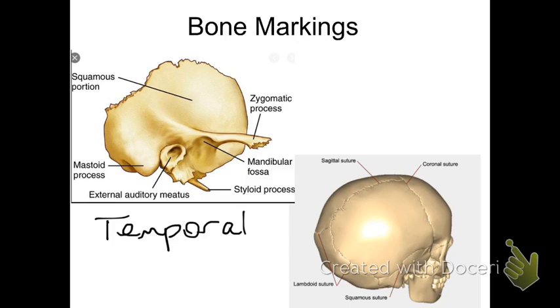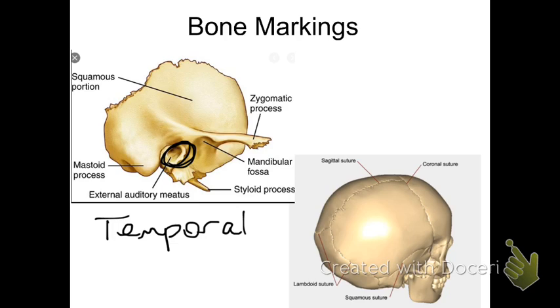Number one, there's an opening on the outside. That's called the external auditory meatus. You'll also see it called the external acoustic meatus, and that is simply the opening in the bone for the ear canal, for sound waves to travel into your ear.